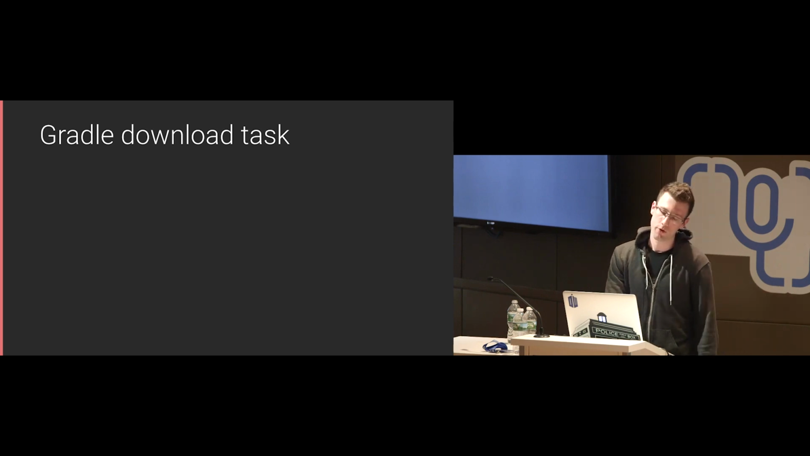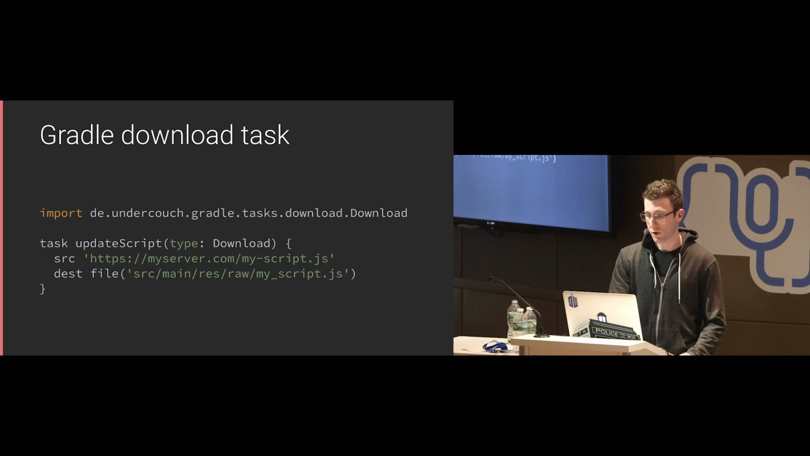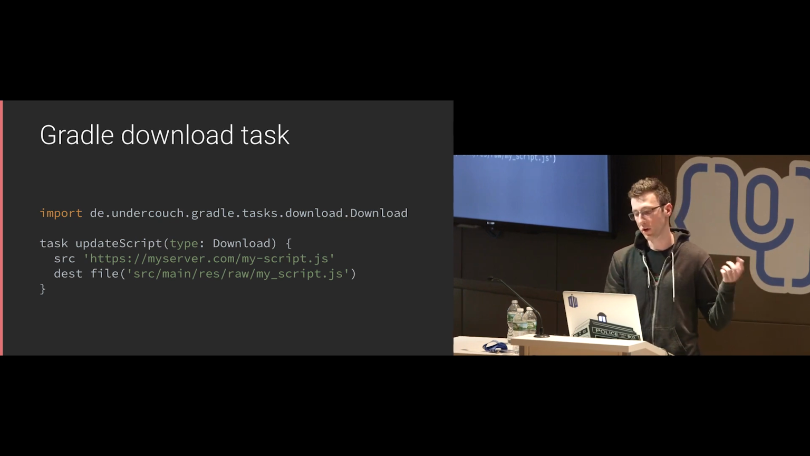I said that we ship JavaScript in our APK. We have a very simple download task, a Gradle task, that grabs the JavaScript from the server, saves it into our repo, and we actually check this in. This isn't something that's done at build time because we want stable builds. If we go and check out an old build, we want the JavaScript that was shipped at that build.